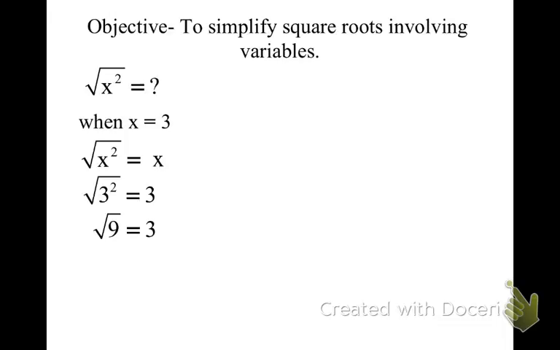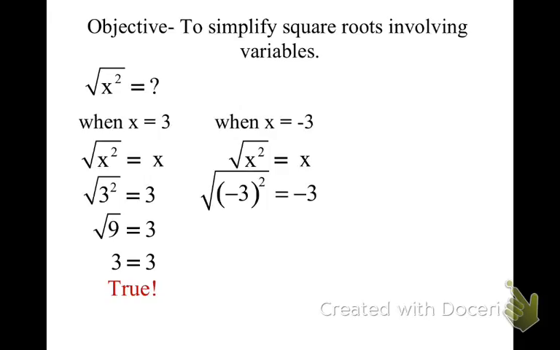Is this a true statement? Yes, we get 3 equals 3. Well, what happens when we put a negative number into that statement? Does it work? Negative 3 squared is 9. Is not the square root of 9 equal to negative 3? No, because there are no two numbers that you can multiply that will give you a negative number.